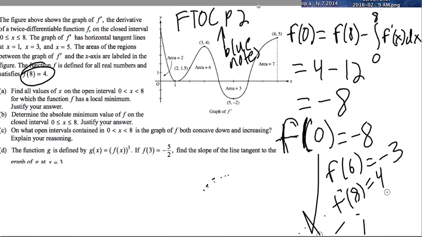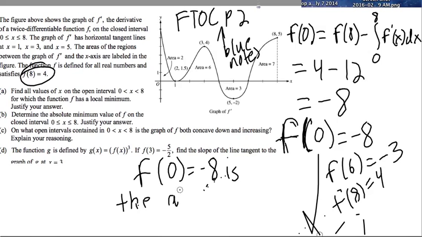And so what we would say here in conclusion, we would probably write a concluding statement, something like f of 0 equals negative 8 is the absolute minimum. And I'm going to abbreviate, but only because my pen is giving me fits. It's the abs min. It's the absolute minimum. I would probably spell that out if you weren't having technical difficulties.